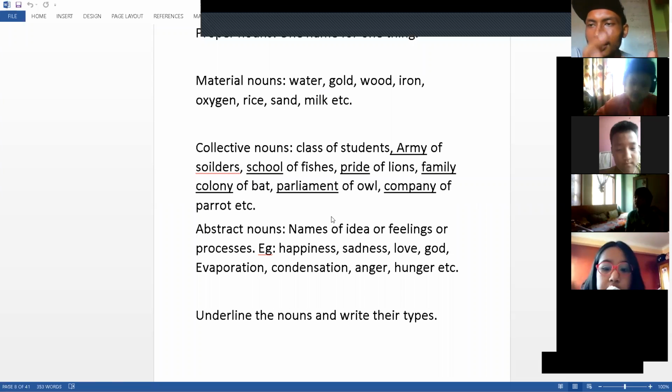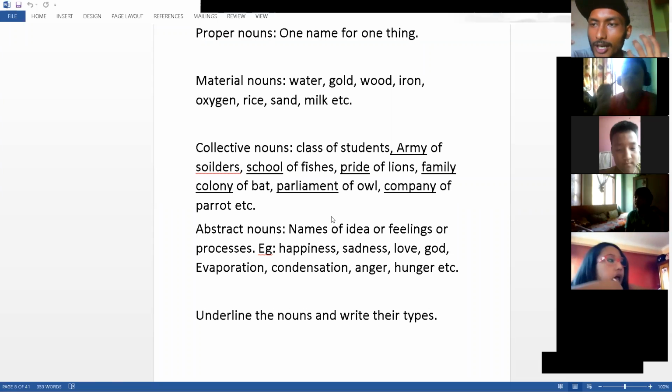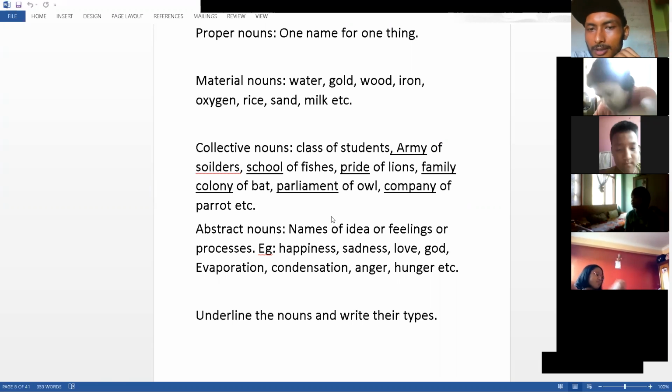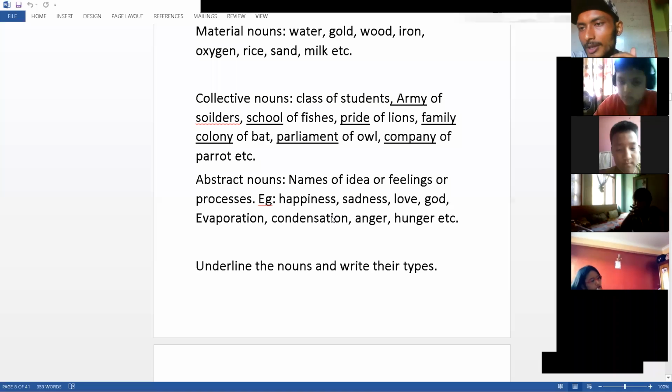We cannot say this is love, this is hate. We just feel it and we understand it. So these are the nouns that are there in understanding, not in a real material sense, like pencil, book. It's just there in our understanding only. So these nouns are called abstract nouns, which is truly based on human understanding.